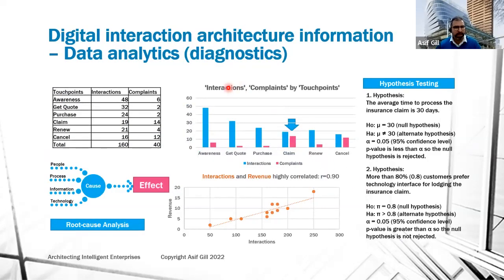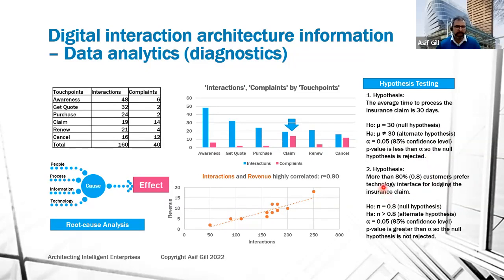And then we have diagnostic analytics we can perform. We can look at the complaints of the customer around this interaction. And we can say clearly here, claim is an area where we have more complaints. And then we can further analyze using hypothesis testing. We can have a hypothesis, maybe the average time to process the insurance claim is 30 days. You can look at the hypothesis for your own environment as well. Average time to process a service request in your organization, as a government department or government service department. So here we can have some kind of hypothesis, and some kind of a p-value is there. Based on that, we can say whether this hypothesis stands or not.